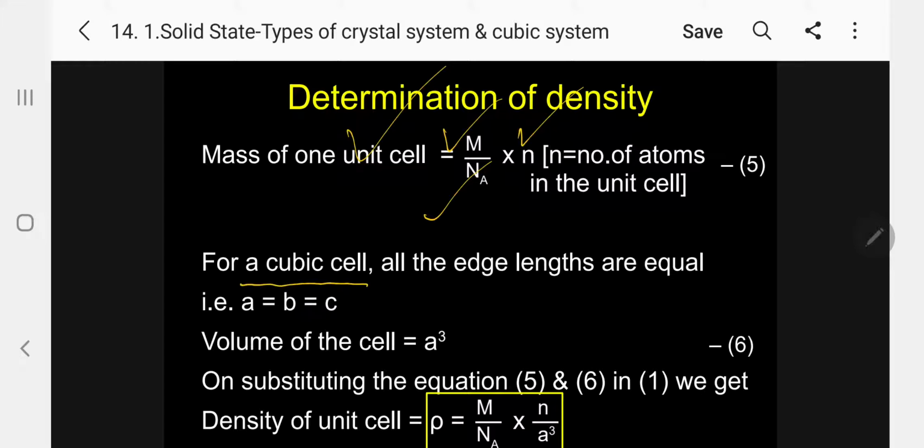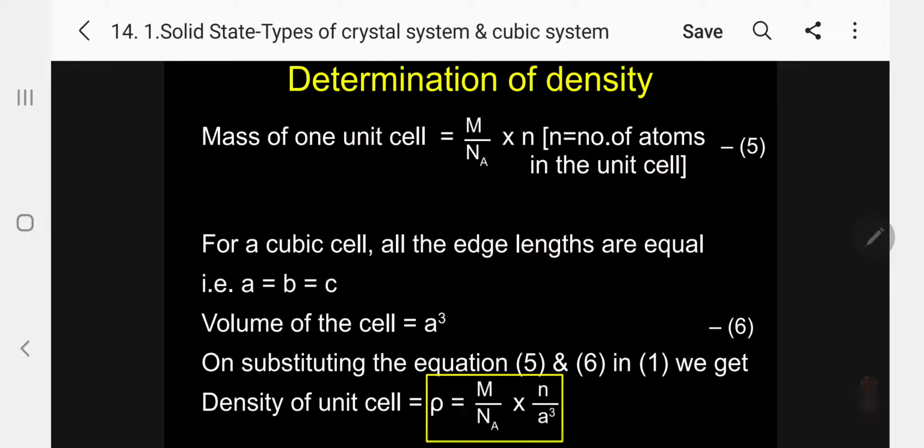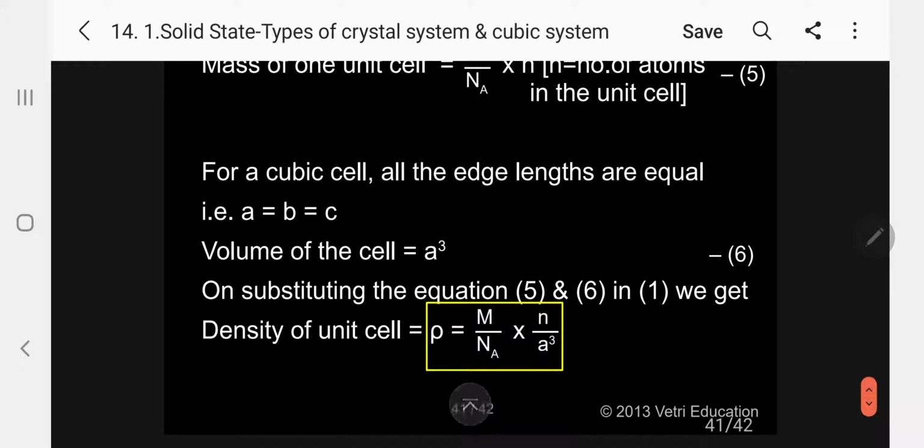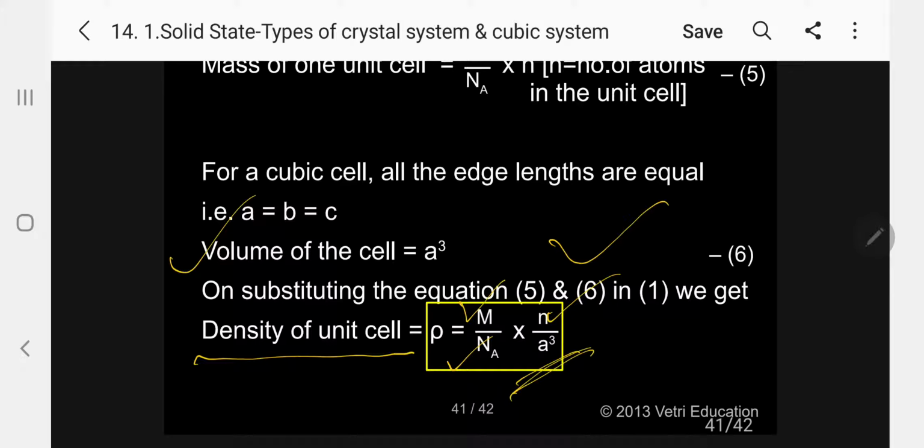For a cubic cell, please follow, I am calculating for a cubic cell. All the edge lengths are equal: a equal to b equal to c. So the volume of the cell is equal to a cube. On substituting equations 5 and 6 in equation 1, we get the density of the unit cell, rho, equal to M by NA into n divided by a cube. If you calculate this, you will automatically get the corresponding density. This formula you have to memorize, my dear students.